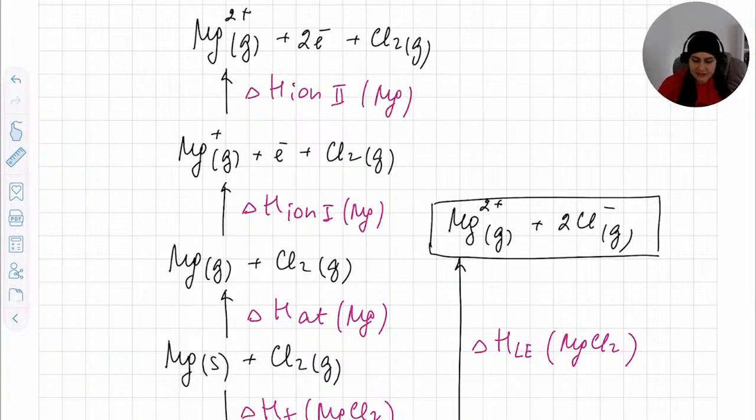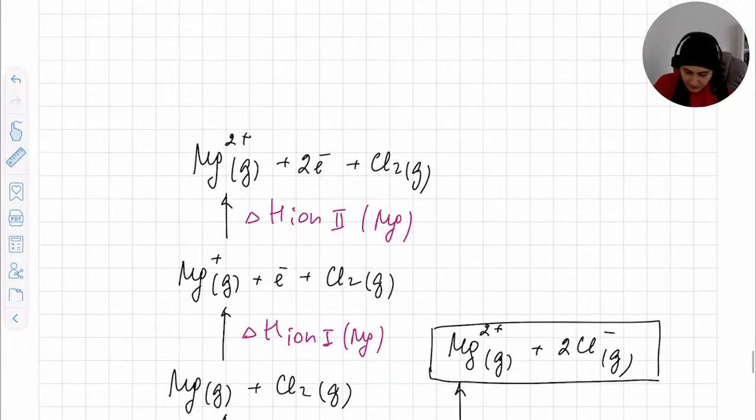Sometimes in the questions they might combine these two steps into one and ask what this step is. For example, they could go from magnesium gas directly to Mg2+ and 2e-, and then ask what this is. Is this the first ionization of magnesium, the second ionization, or some other option? You have to understand that if you combine from Mg to Mg2+ as one arrow, then it would be ionization energy 1 plus ionization energy 2. Right, so magnesium is fine.